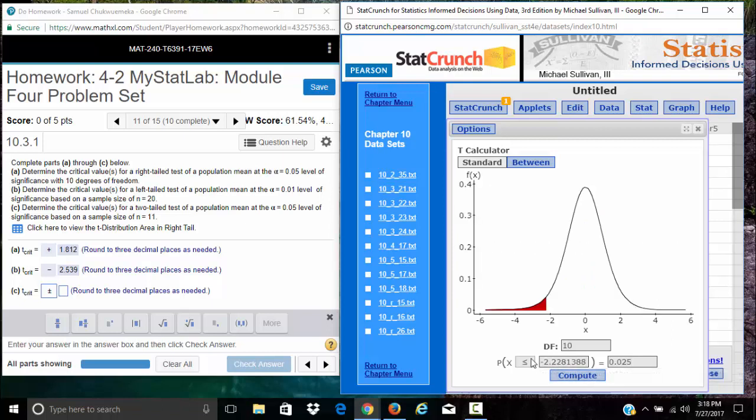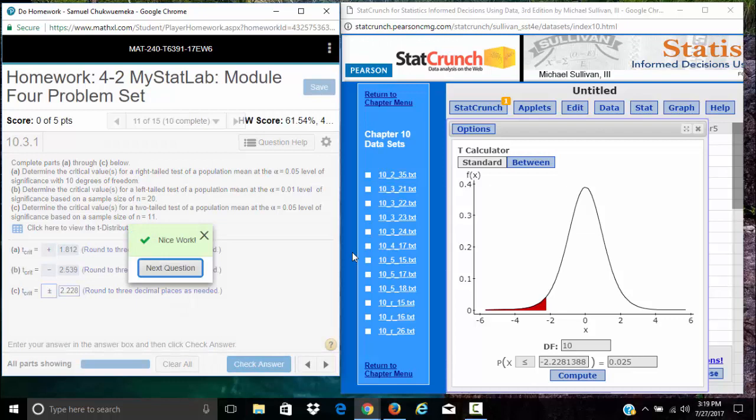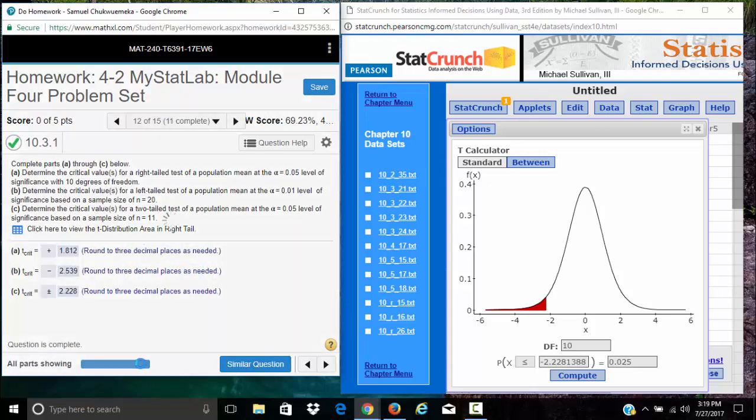I know this is left tail, that's fine. We are just interested in the value here. And that should give us 2.228. That is the thing to note: with a two-tailed test, it has to be plus minus, and then use alpha over 2.